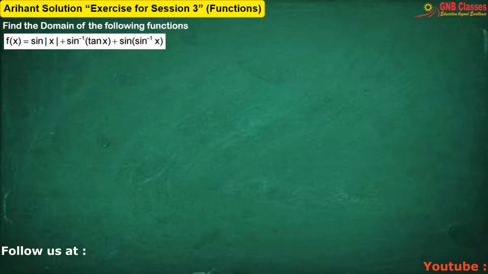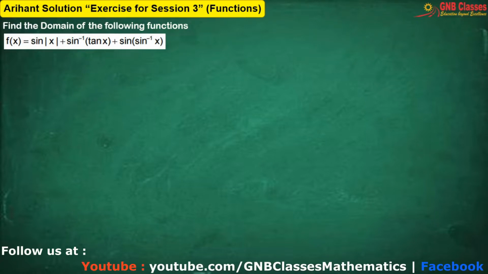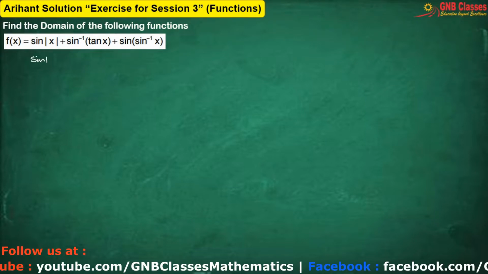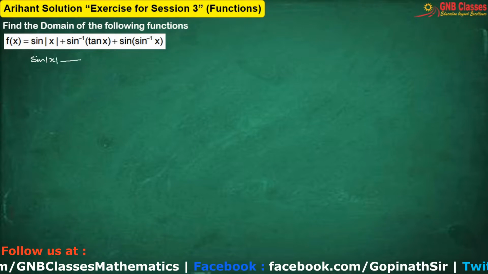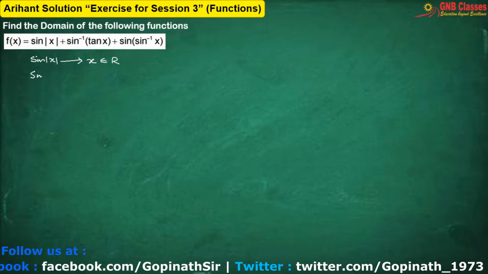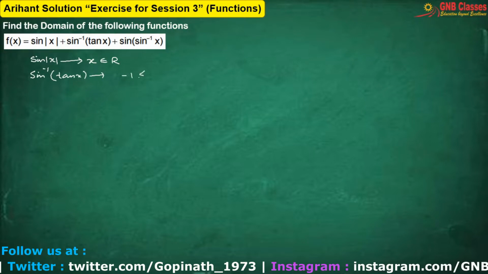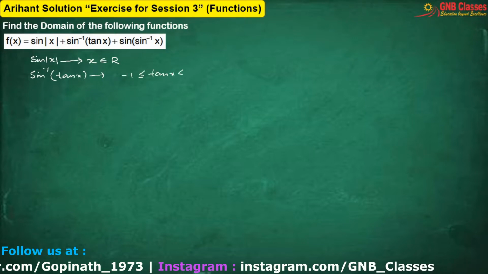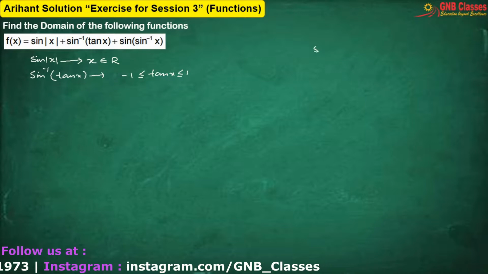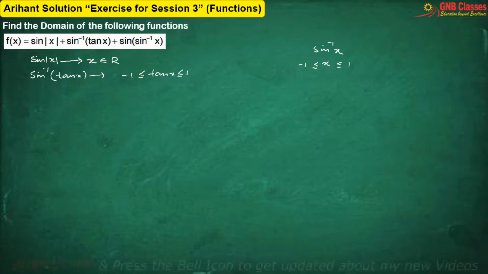In this problem, to find the domain of the given function, we have to find the values of x for which sine of mod x is defined. Sine of mod x is defined for all x belonging to the real values. Now, sine inverse tan x is defined when tan x lies between -1 and 1, because we know that for sine inverse x, the domain is x belongs to -1 to 1.